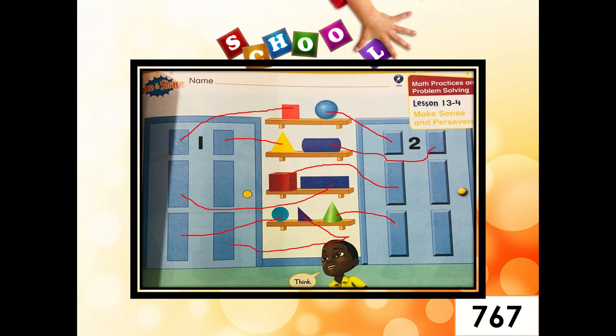Now let us analyze this activity. Again, what are the shapes that you put in door number 1? All the flat shapes or all the two-dimensional shapes. Very good. How about in door number 2? Yes, all the solid figures or all the three-dimensional shapes. Did you get it correctly, KG? Very good.